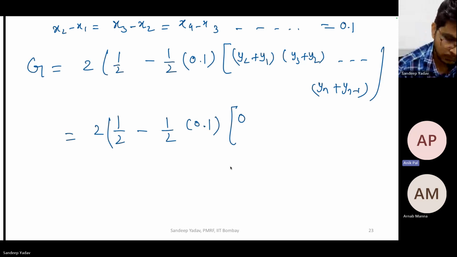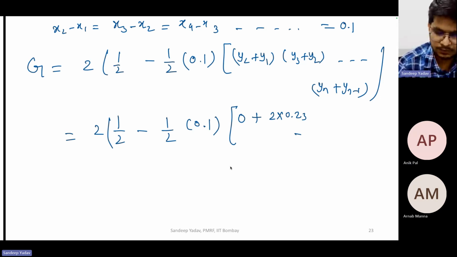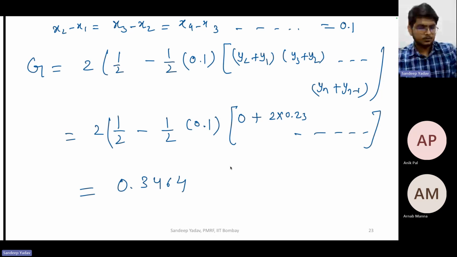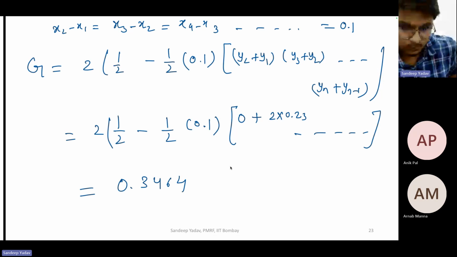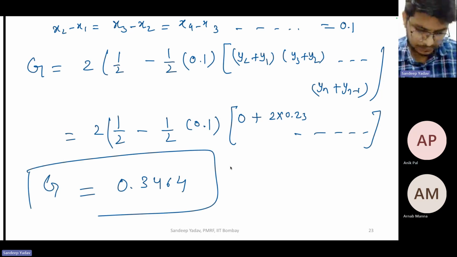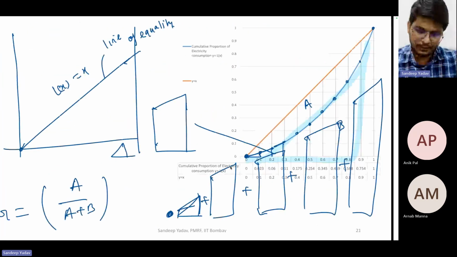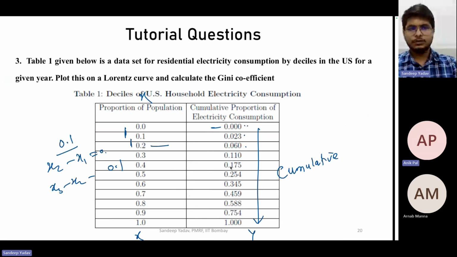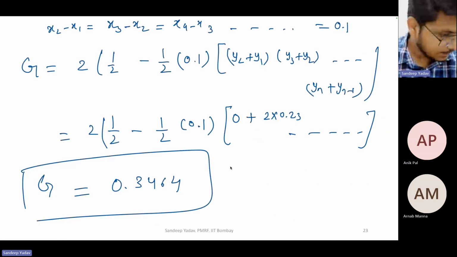And when you solve this, 2 times (1 by 2 minus 1 by 2 times 0.1 times (0 plus 2 into 0.23 and so on)), and similarly if you solve this equation with whatever values are given, the whole thing comes out to be 0.3464. So this is the value of the Gini coefficient. If you are given the values of different points in this way, you will also be able to solve these questions. Okay. Anyone having any doubt?